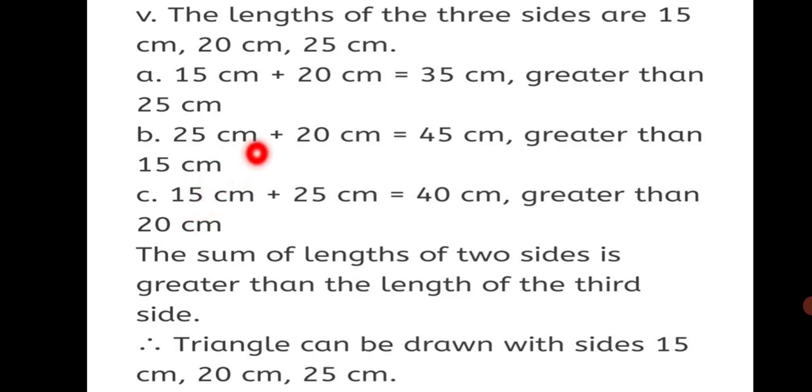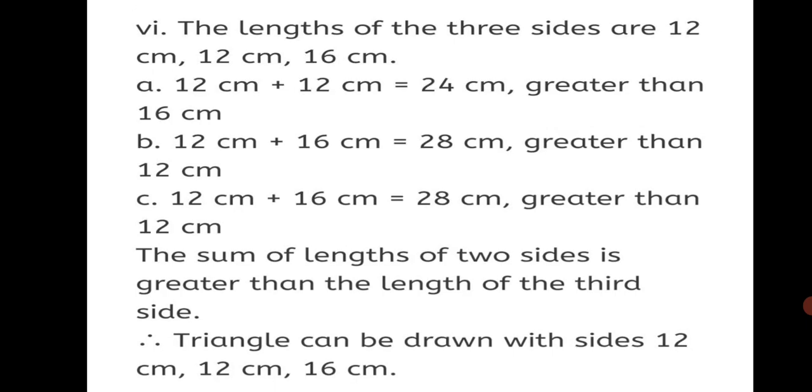In C, we shall take 15 plus 25. 15 centimeter plus 25 centimeter is equal to 40 centimeter, greater than the third side, which is 20 centimeter. Now, we write the reason. The sum of the lengths of two sides is greater than the length of the third side in all three conditions A, B and C. Therefore, triangle can be drawn with sides 15 centimeter, 20 centimeter and 25 centimeter.